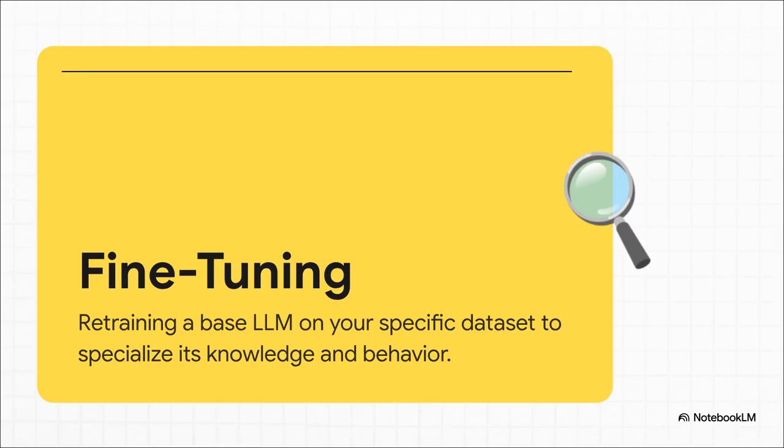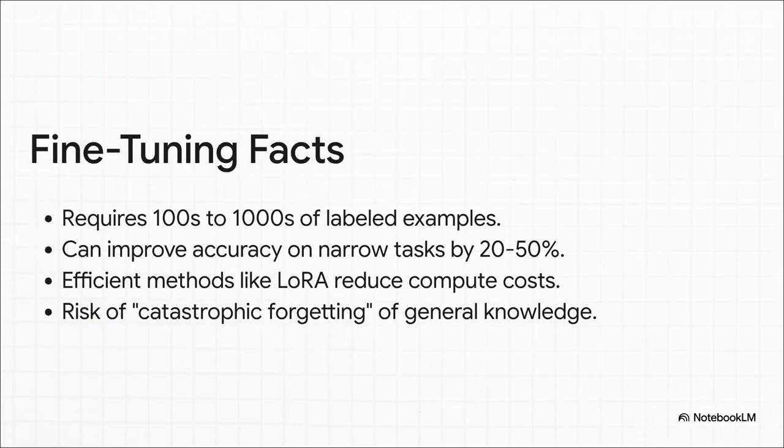Okay, next up in our toolkit, fine-tuning. This is where we go from just instructing the model to actually changing it. You're basically taking a powerful base model and retraining a part of it on your own specific private data. You're embedding that deep, niche knowledge right into its DNA. Now, here's the deal with fine-tuning. It's all about a massive trade-off. On one hand, you can get a huge 20 to 50% boost in accuracy on those super specific tasks. But yeah, it's not free. You need hundreds, maybe even thousands of really high-quality examples. Plus, there's this real risk called catastrophic forgetting, where the model gets so specialized it actually forgets some of its general knowledge.